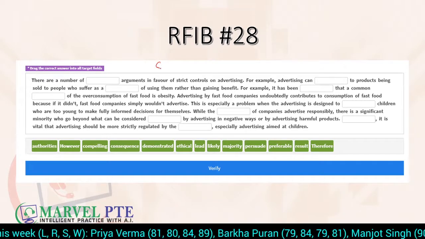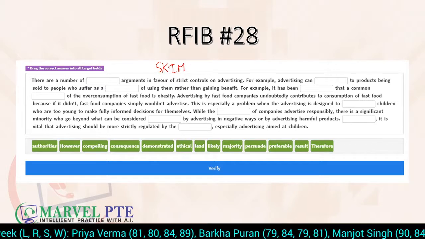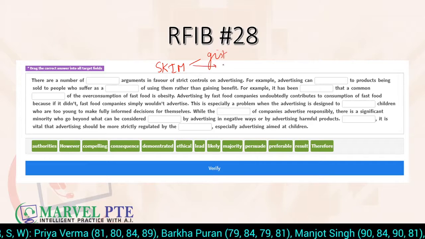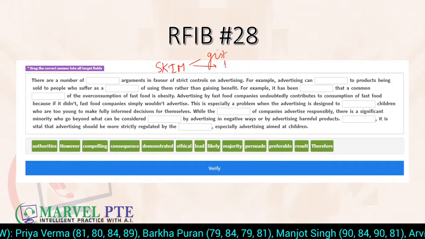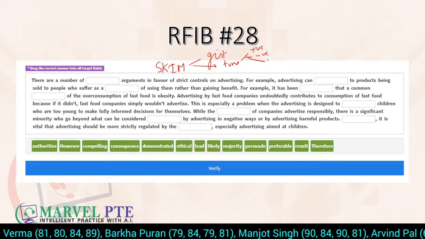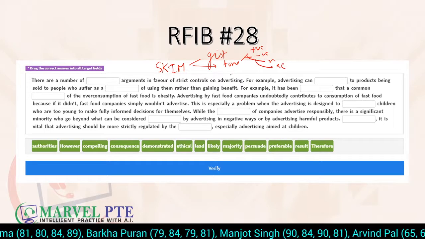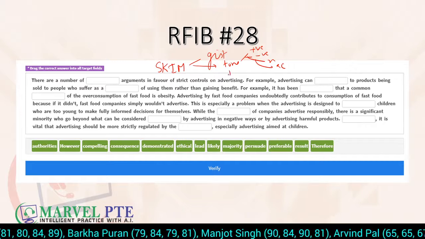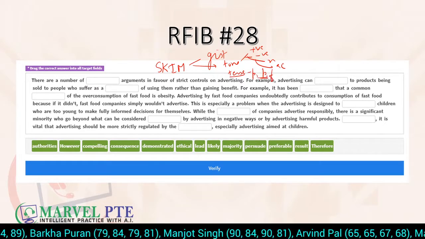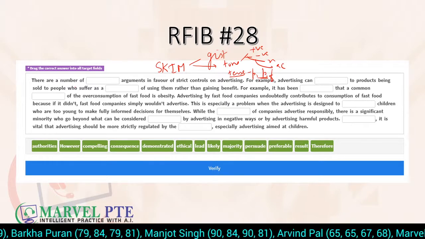Okay, so you know that the first thing we do is skim it. In skimming, we understand its gist. Gist means what it is about overall. Then we understand the tone, whether it's a positive tone, negative tone, neutral tone, or academic tone. And then we understand its tense, whether we have to use present tense, past tense, or future tense. Okay, so now let's skim it.